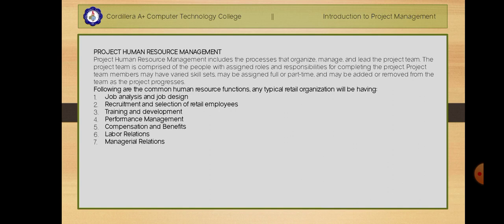So yung compensation and yung benefits represent a substantial part of the total cost in most organizations. The compensation is not only a concern of the organization but equally important for workers and employees to maintain their social image. And next is labor relations. And next is the managerial relations. So the last one is managerial relations.